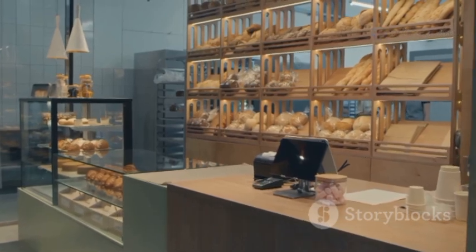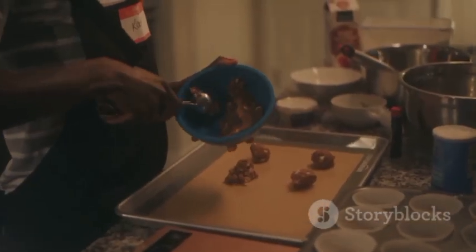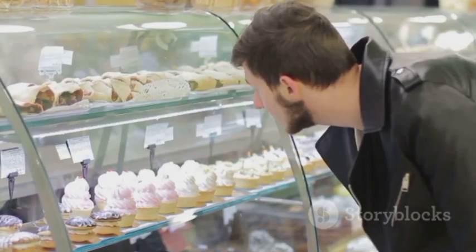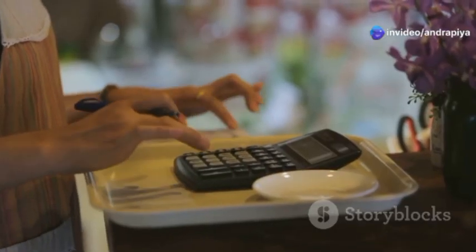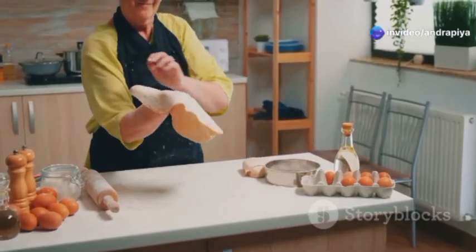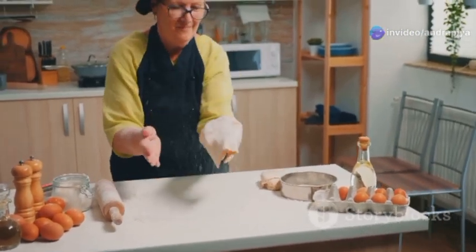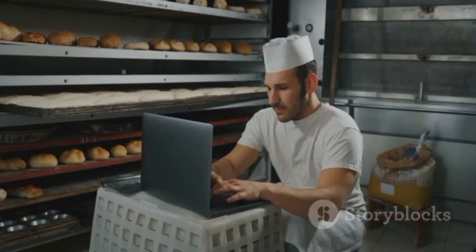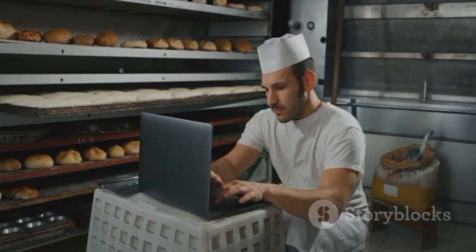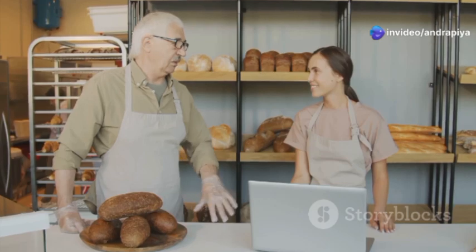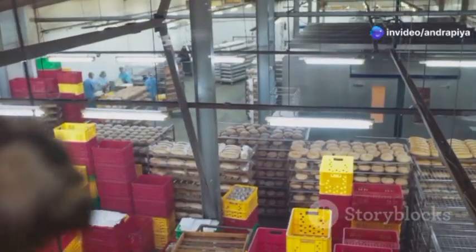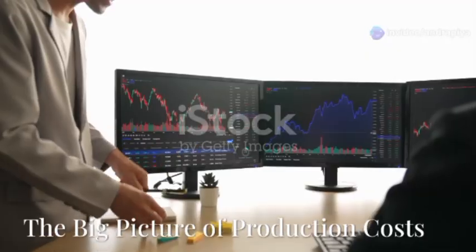Let's say you're running a bakery, whipping up delicious batches of cookies. Now you're faced with a decision. Should you bake one more batch? This is where marginal cost comes in. Marginal cost is the additional cost incurred by producing one more unit of your product, in this case, one more batch of cookies. It's calculated by dividing the change in total cost by the change in quantity produced. Understanding marginal cost is crucial for determining the optimal level of production.